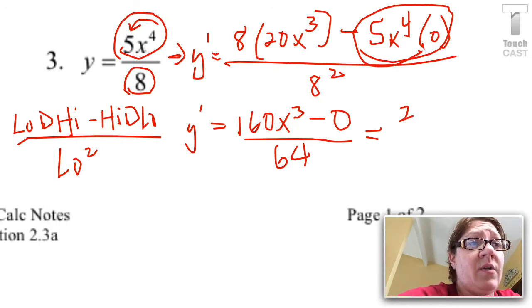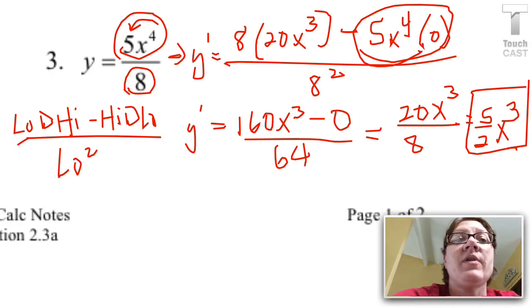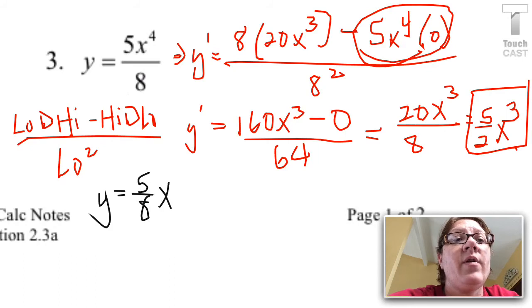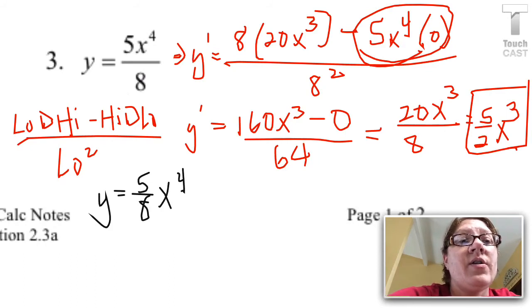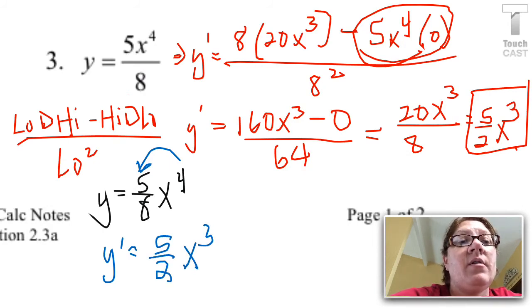And so let's see, 160 and 64 both divide down by 8. Definitely by 8. Oh, yep, going to divide more. Divide by 4 and I'll get 5/2 x cubed. Now, that should have been obvious, and I would totally not have used the quotient rule on this. When I looked at it to start with, I would have said, hey, this is a single term. All this is really is y equals 5/8 x to the 4th. We can just power this puppy down. So y prime is going to be 4 times 5/8, so that's going to turn into 5/2, and power down, look at that.